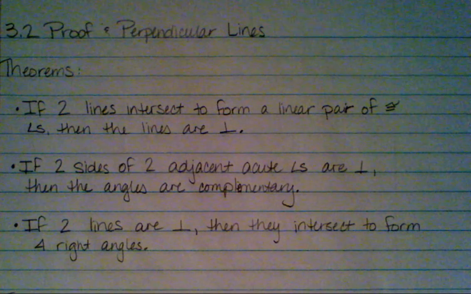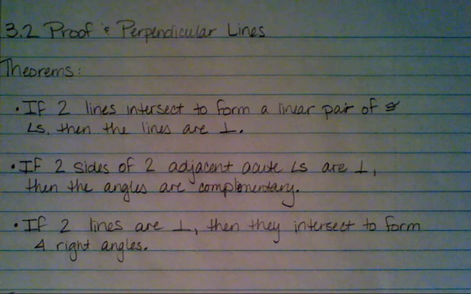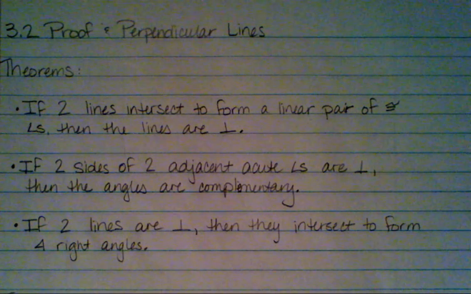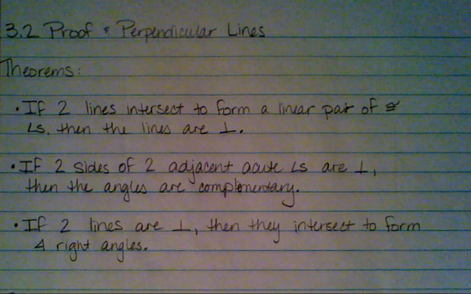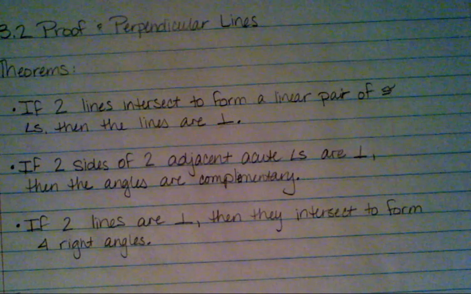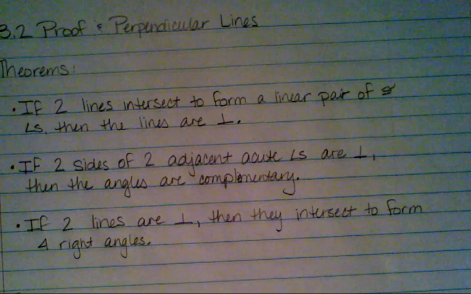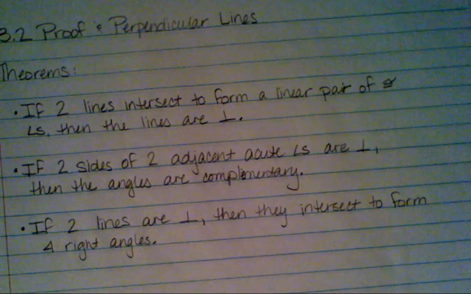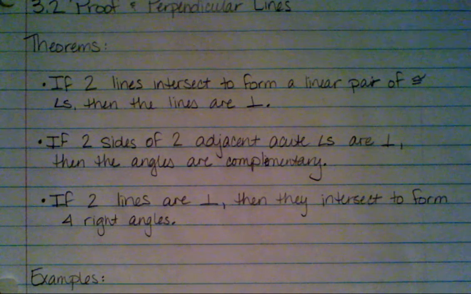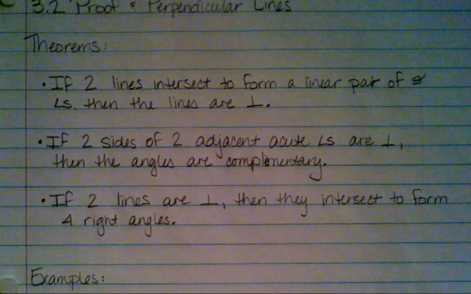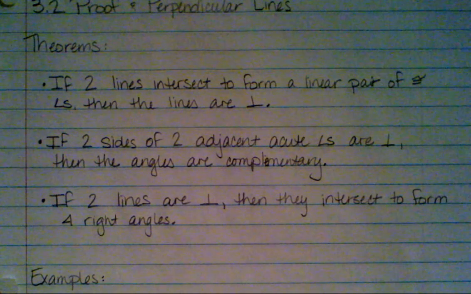The second theorem, if two sides of two adjacent acute angles are perpendicular, then the angles are complementary. We'll look at that more specifically in class. And then thirdly, if two lines are perpendicular, then they intersect to form four right angles. And intuitively, that just makes sense. We have two lines that cross and are perpendicular. We have four right angles at that intersection.